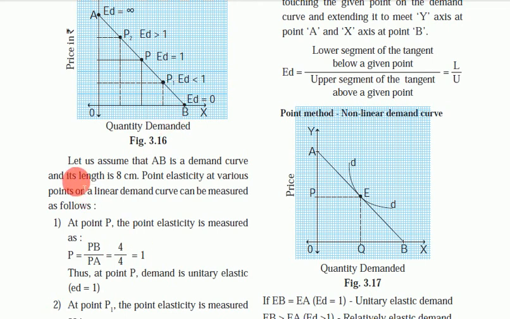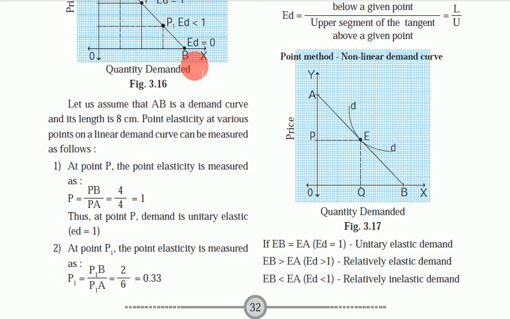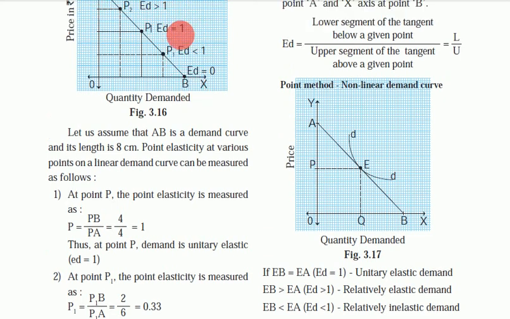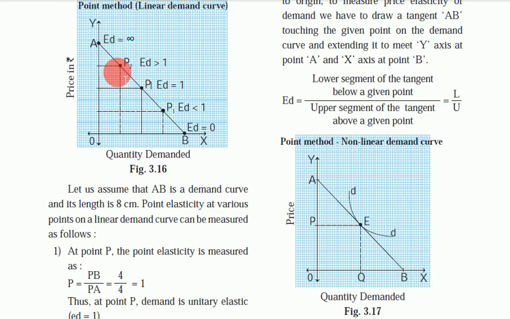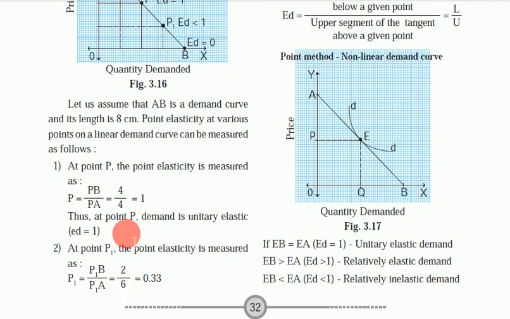Here the total length of the demand curve is 8 centimeter, and we have divided this 8 centimeter into equal parts, that is 2, 2, 2, 2. Here the length of PB will be 4 centimeter and PA 4 centimeter. That's why we have taken here 4 upon 4 is equal to 1. Now same here, the length of P1B will be 2 and length of P1A will be 6. 2, 4, 6. The answer will be 2 upon 6 is equal to 0.33.